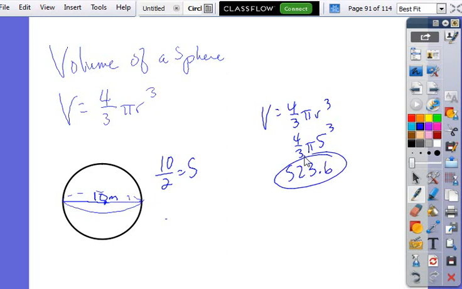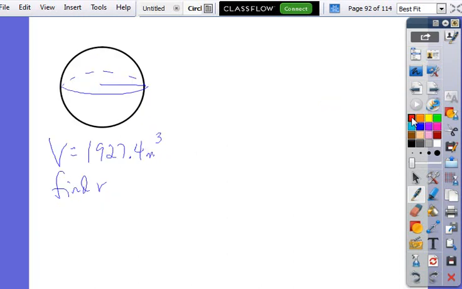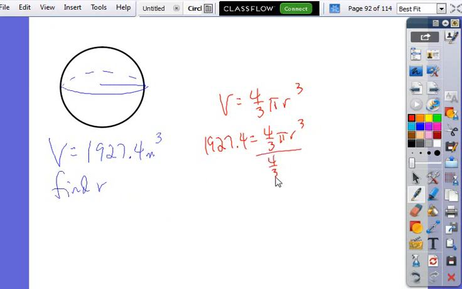This one is saying, here's the volume, go back and find the radius. Well, I'm going to start with the formula, and I'm going to plug in the number they give me for the volume. All right. What are we going to do next? You're going to divide by 4/3 pi. I'm going to divide by 4/3 pi, and then you get 460.1.